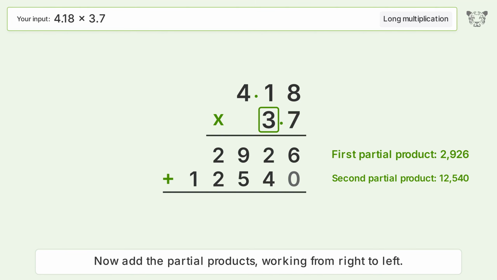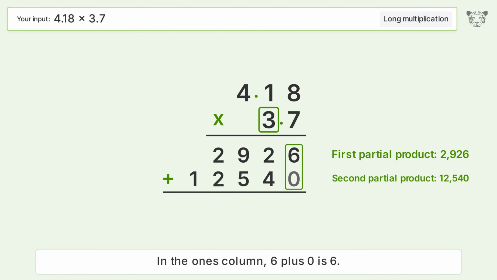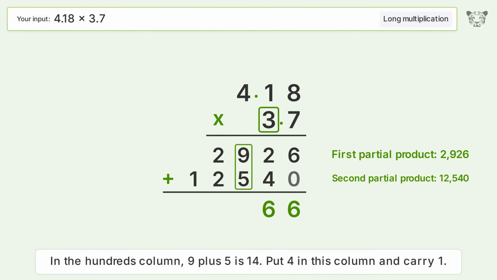Now add the partial products, working from right to left. In the ones column, 6 plus 0 is 6. In the tens column, 2 plus 4 is 6. In the hundreds column, 9 plus 5 is 14.